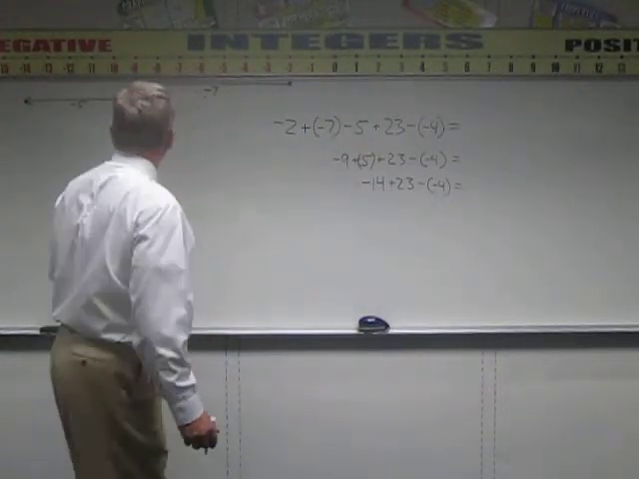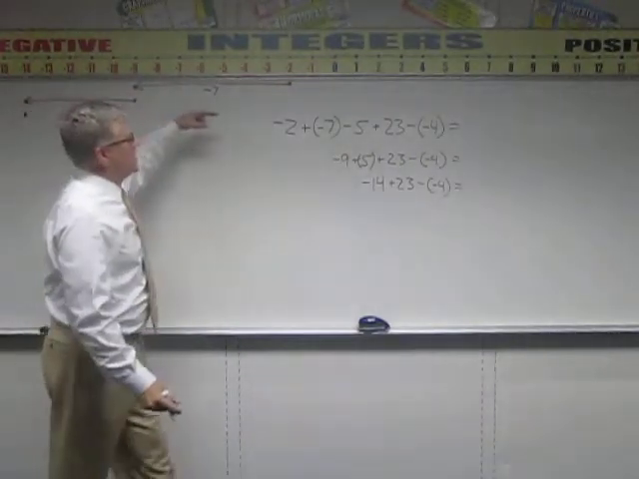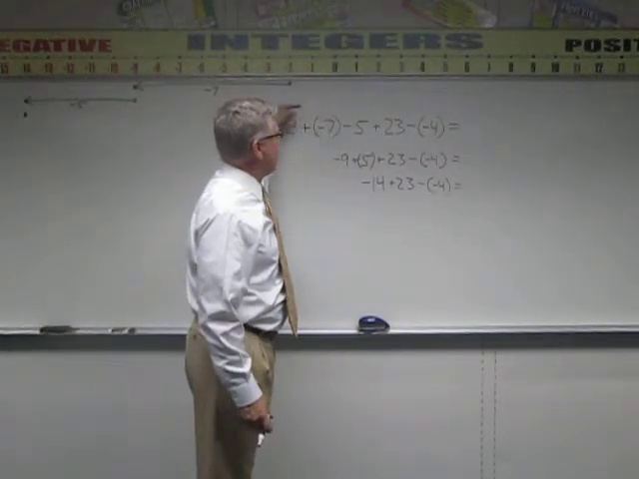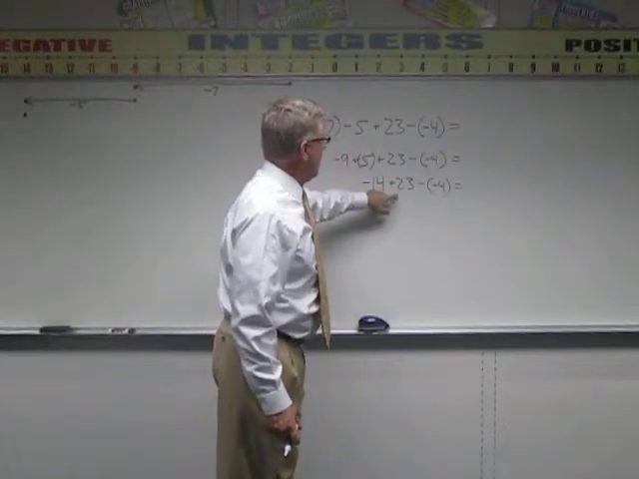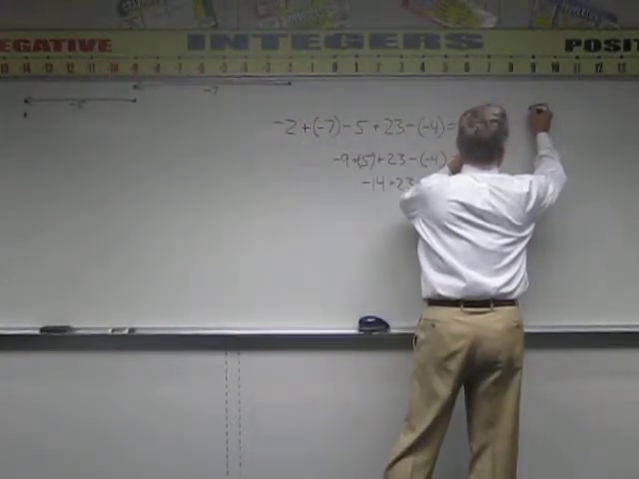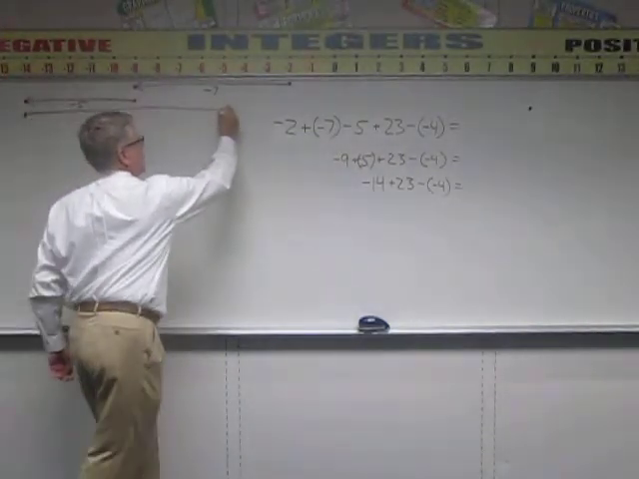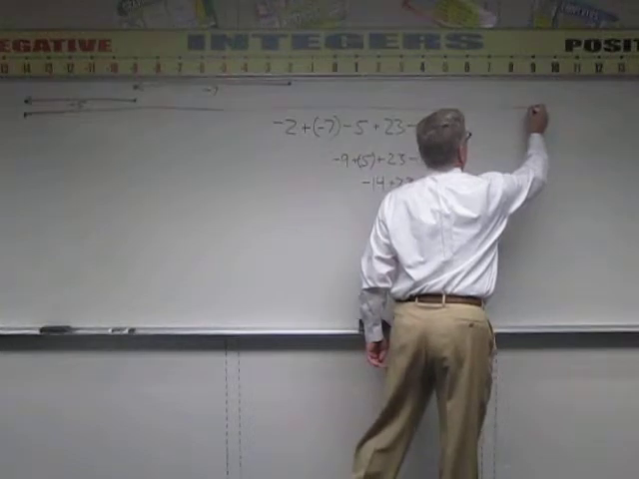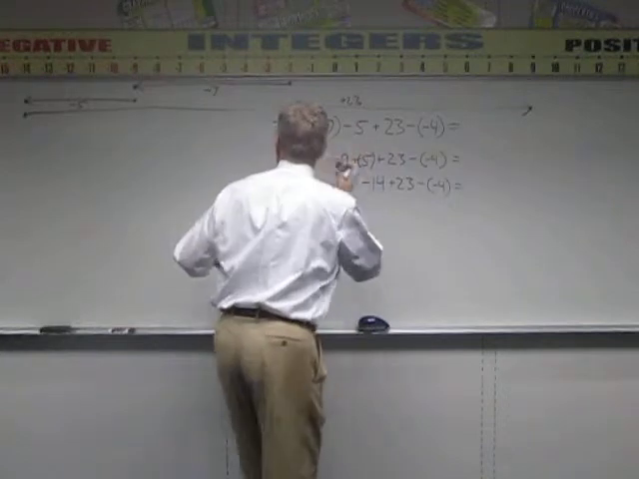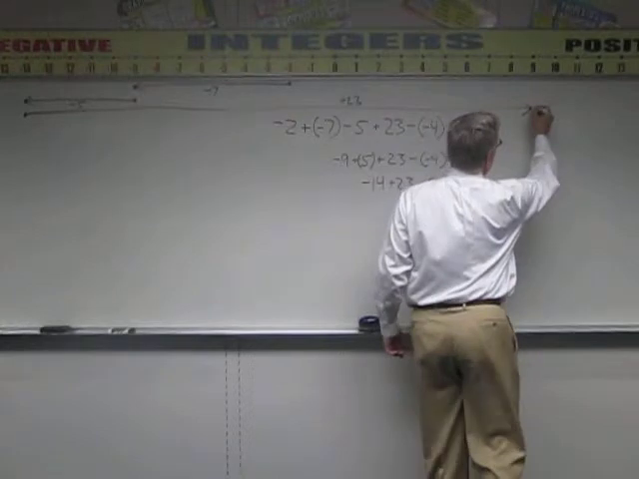23. We can either count it on the number line, start here at negative 14, and go back to 0, which would be 14. The absolute value of negative 14 is 14, so we're going 14 this way. Plus another 9, we're going to end up over here. But I want to show you how we're going to do that. All right? So we're going to end up going this way. We're going 23 spaces from negative 14 up to 9 right here.